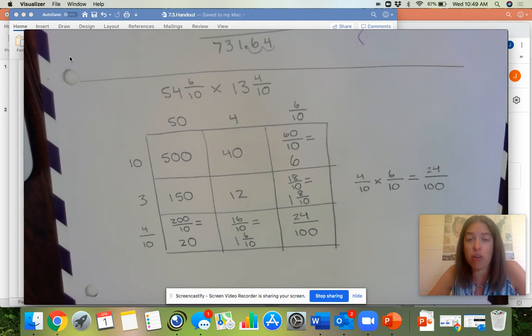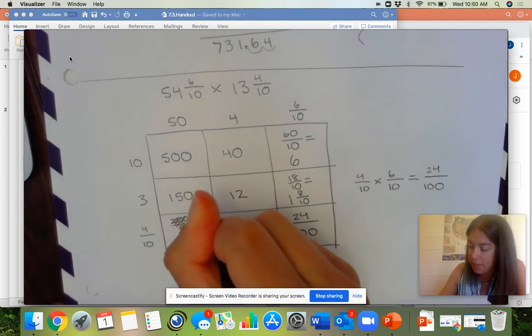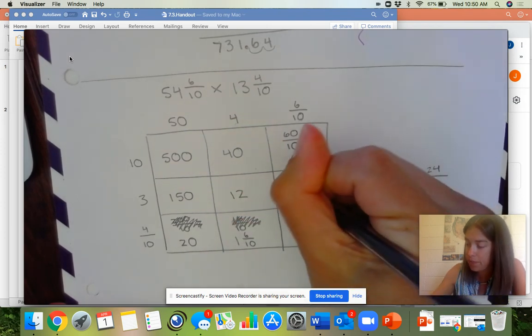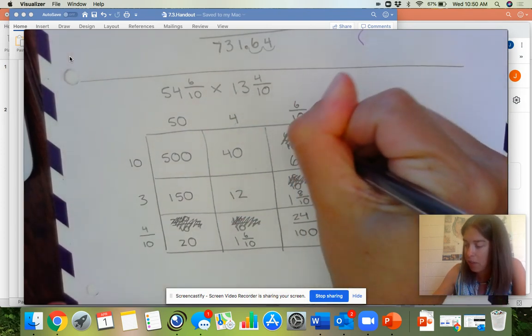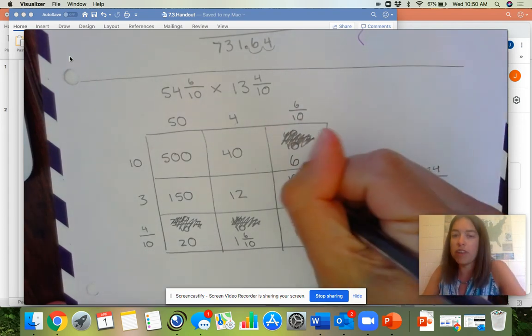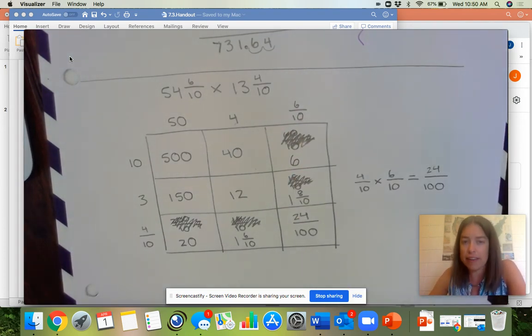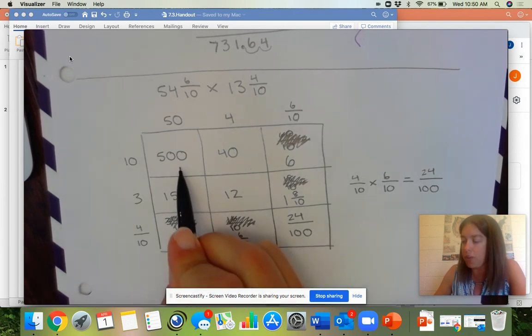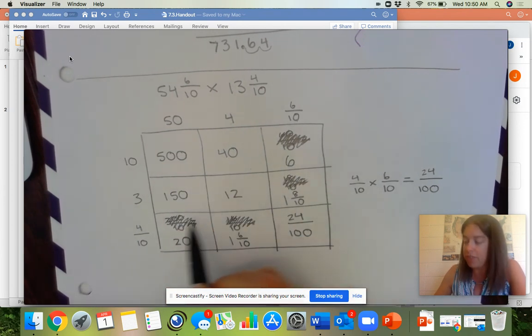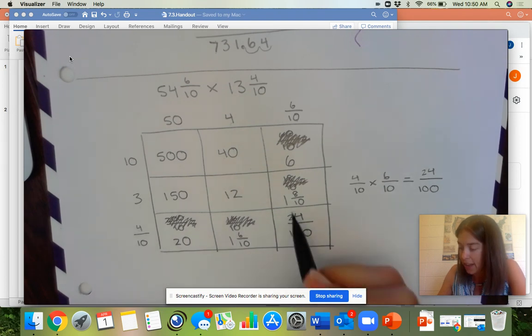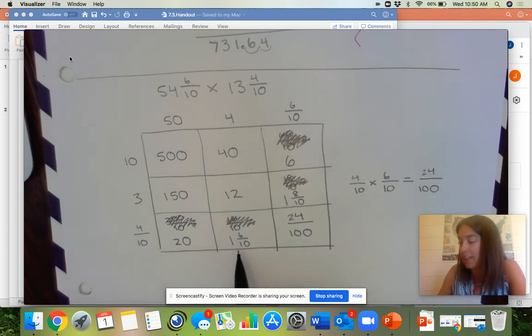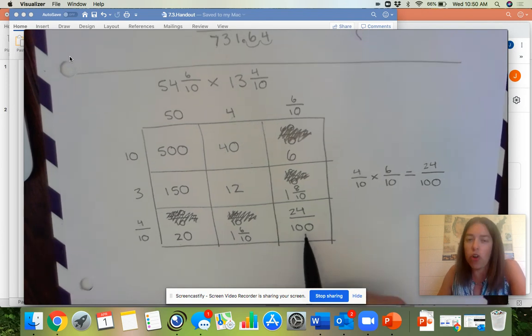Wow, there's a lot going on in this box. I want to make sure I know what I need to add. I'm going to just cross off my fractions that weren't reduced. I want to make sure I'm not double adding anything. So now I can see the quantities I need to add are 50 plus 40 plus 6 plus 150 plus 12 plus 1 and 8 tenths plus 20 plus 1 and 6 tenths plus 24 100ths. Let's start with just our whole numbers. I think that's going to be a little bit easier.